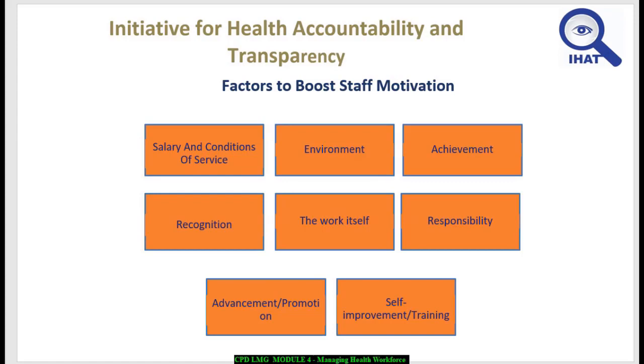There are about 8 factors that are widely recognized to boost staff motivation. It starts with salary and conditions of service, the working environment, achievement factor, recognition factors, the work itself, the responsibility that is attached to the work, advancement and promotion, and self-improvement and training. We can take time to look at each of these one after the other.